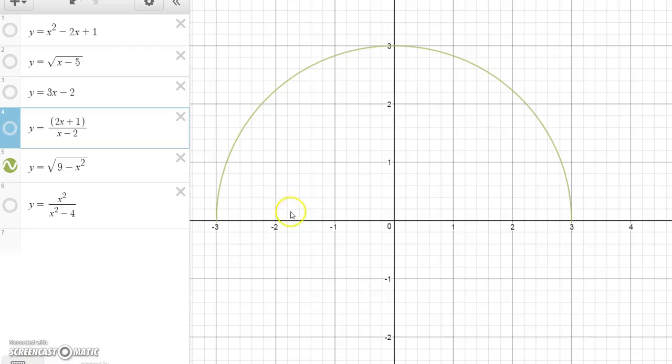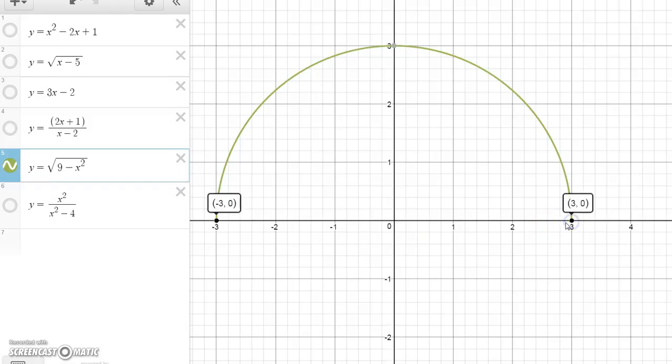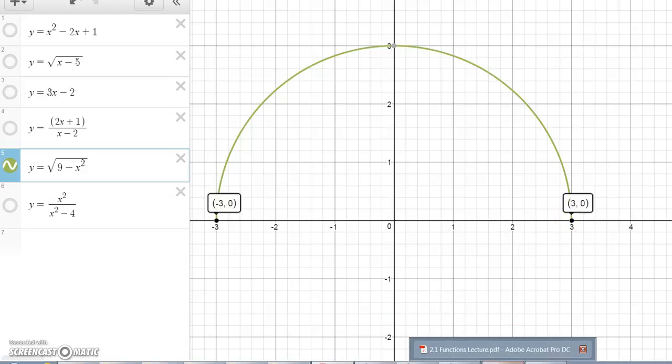Now graphically, this is what the graph looks like. It's basically just a semicircle, and notice that the x values run from negative 3 to 3. So you can get a y value for every value of x from negative 3 to 3. So the domain here would be all numbers from negative 3 to 3. And of course the bracket tells you we actually include the negative 3 and the 3.